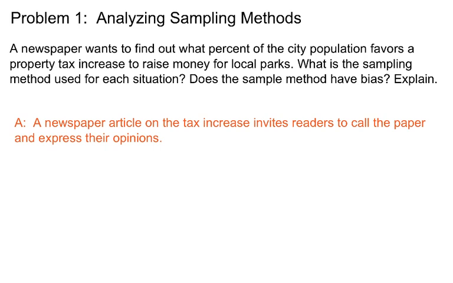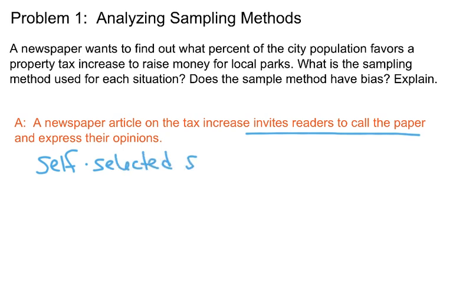A newspaper wants to find out what percent of the city population favors a property tax increase to raise money for local parks. What is the sampling method used for each situation? Does the sample method have a bias? Explain. So the first scenario is a newspaper article on the tax increase invites readers to call the paper and express their opinions. Well, since they invited readers to call the paper, that's going to be a self-selected sample.